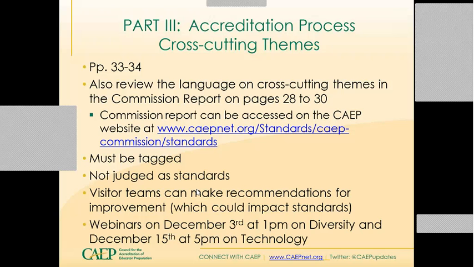So what visiting teams will do is review the evidence you've uploaded regarding diversity and technology and make recommendations for improvement. However, the Accreditation Handbook points out that those recommendations for improvement could be red flags in some cases, which could impact your standards, but more details about that have really not been revealed, and that's something that we'll dig into in webinars on December 3rd and on December 15th as we look at diversity and technology as separate sections.